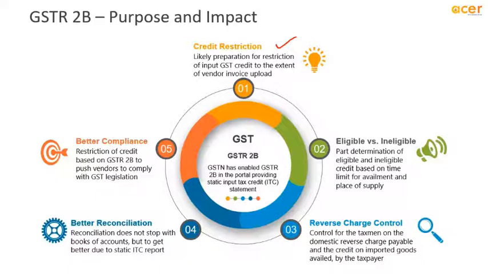The 2B also brings the aspect of eligible and ineligible credit. Again, to control the credit, the system, based on the logic and the provisions in the Act, will be restricting or making a portion of the credit ineligible where the time frame has already passed beyond the September return. If the time frame has already passed for the date of invoice or the credit and debit notes, then it would accordingly not allow for the adjustment of the GST.